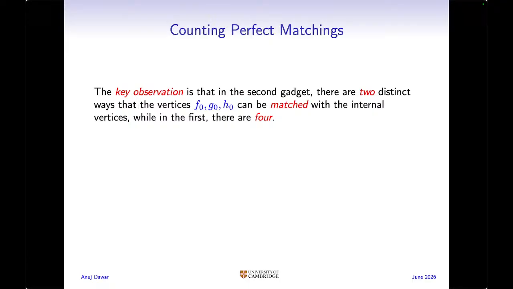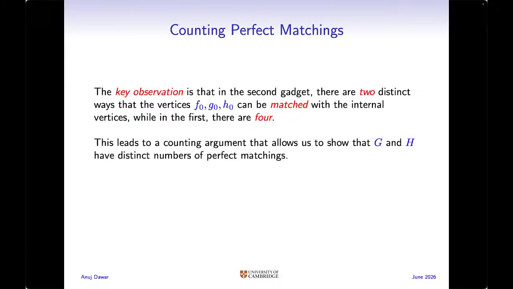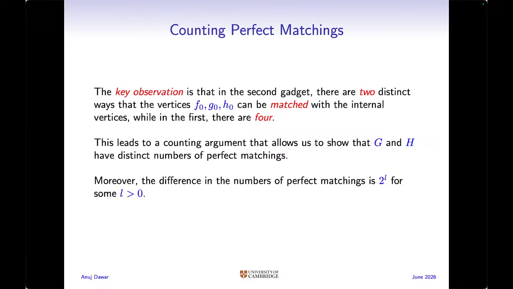Okay? And a little bit of counting then allows you to prove that G and H have different numbers of perfect matchings, and the difference is in fact a power of 2. Okay? So that's pretty much the sketch of the proof of the permanent lower bound.